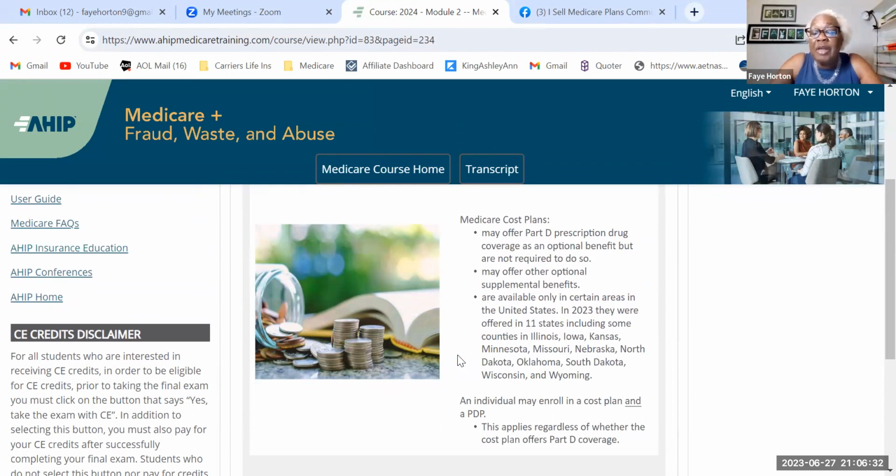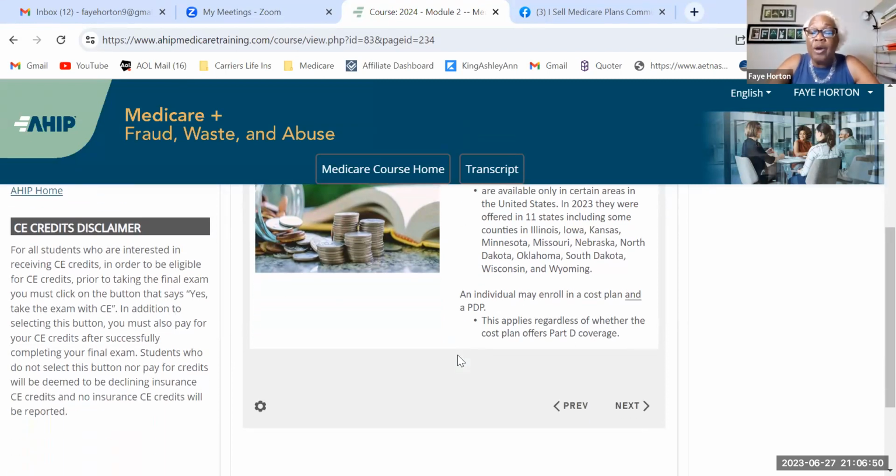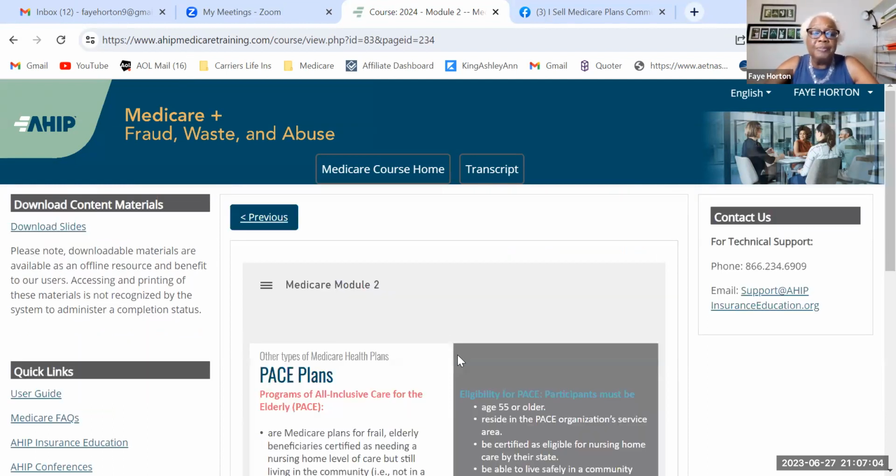Medicare cost plans are available only in certain areas of the United States. In 2023, they were offered in 11 states: Illinois, Iowa, Kansas, Minnesota, Missouri, Nebraska, North Dakota, Oklahoma, South Dakota, Wisconsin, and Wyoming. An individual may enroll in a cost plan and a prescription drug plan. This applies regardless of whether the cost plan offers the Part D coverage.